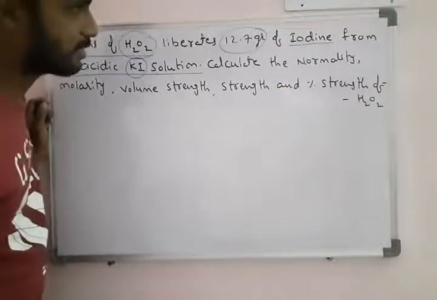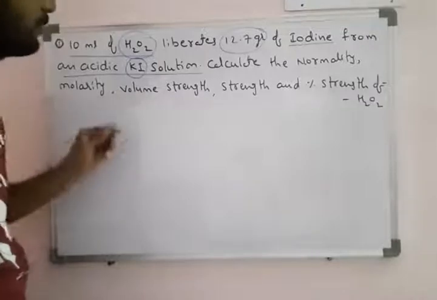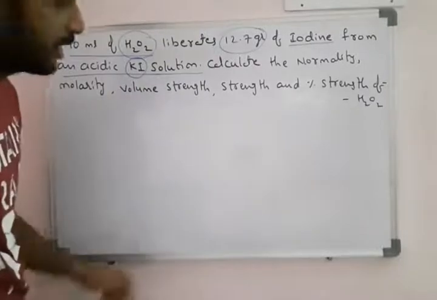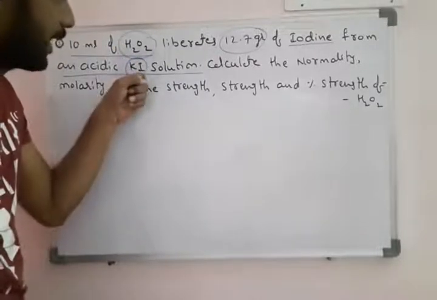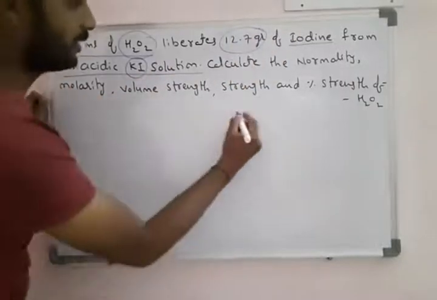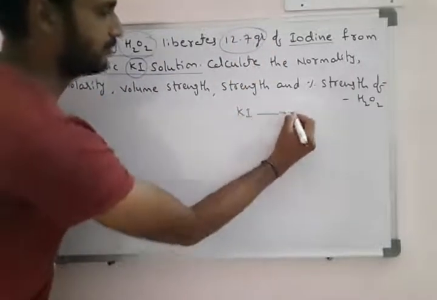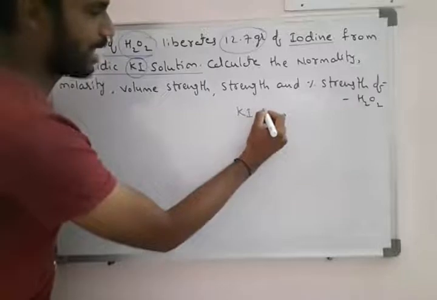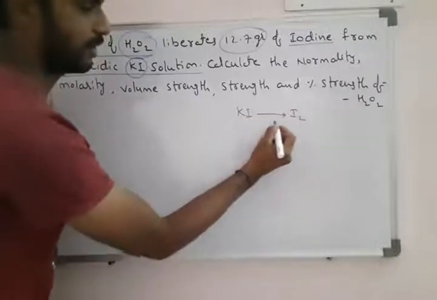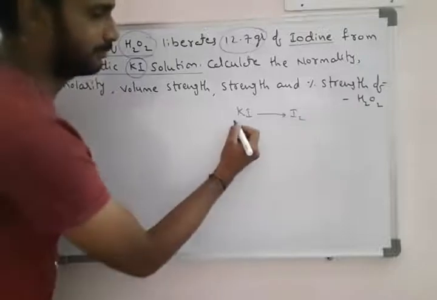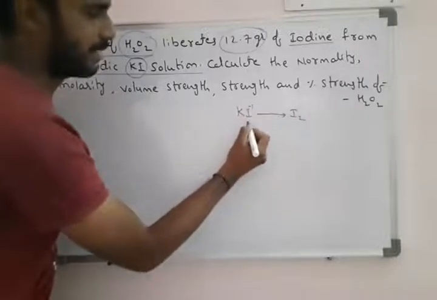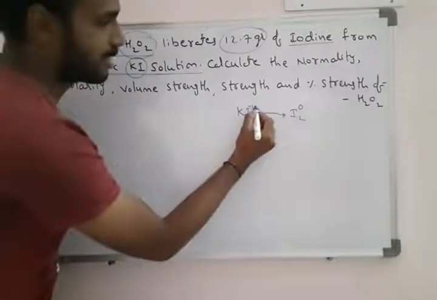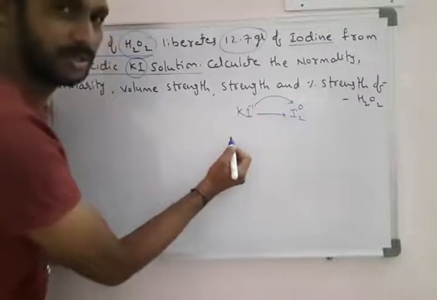So this is the best example of the oxidation properties of hydrogen peroxide. Here hydrogen peroxide changes potassium iodide into iodine. Means by reacting with the hydrogen peroxide, potassium iodide becomes, sorry, iodine. Here this is I minus, whereas here it is zero.